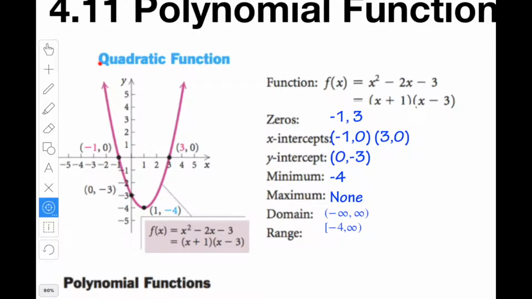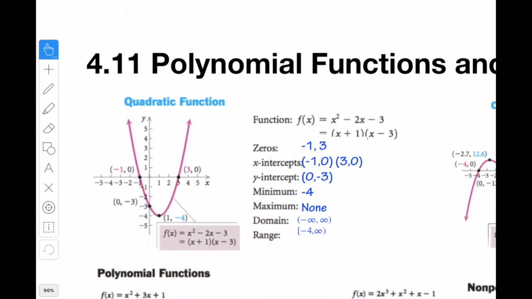There is no maximum value because it keeps on going up forever and ever into positive infinity, so there's none. You can say, therefore, the domain is -infinity to positive infinity because we don't have to worry about anything creating a 0 in the denominator or a negative in the square root. And the range is starting at -4, including -4, all the way up to positive infinity. That's a quadratic function, and it's a special kind of what we're going to call polynomial functions.